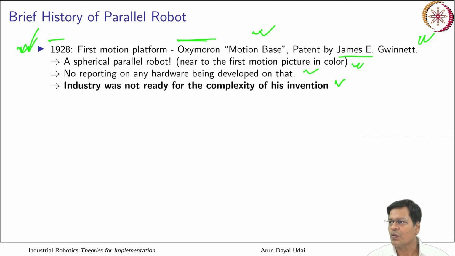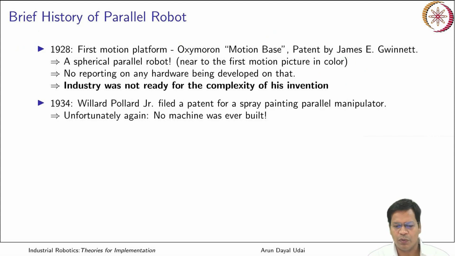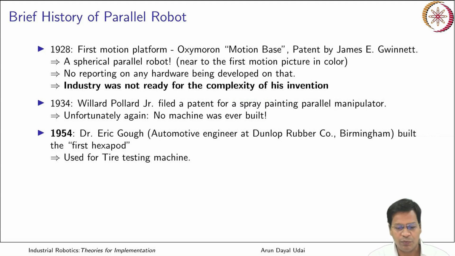Till actual computers which can handle this mathematics came in, okay. So yes, in 1934 Pollard came in with a new patent for a spray painting parallel manipulator. Unfortunately, again, no machine was ever built for that. A patent was filed which claims that it can do some spray painting operation using a parallel manipulator, but no machine was built. So this was in 1934. And then in 1954, you remember, this is just 1 year near the serial robot discovery, okay. So the serial robot patent, okay.